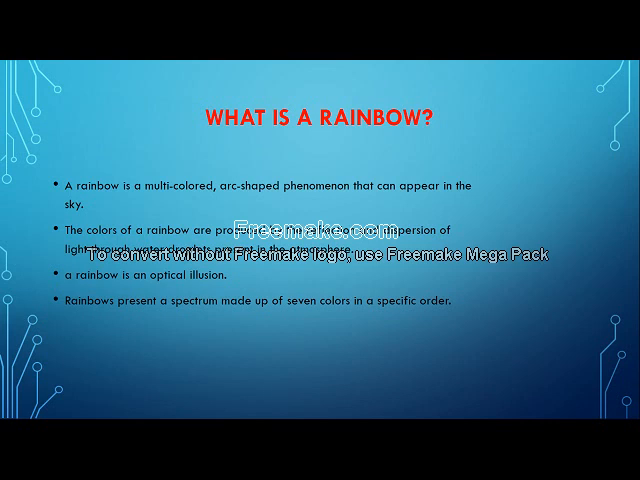And children, a rainbow is an optical illusion. मतलब when you are in a particular location, then only you will be able to see the rainbow. अगर आप 4-5 किलोमीटर दूर चले जाएंगे तो आपको वहाँ से रेनबो नहीं दिखेगा.